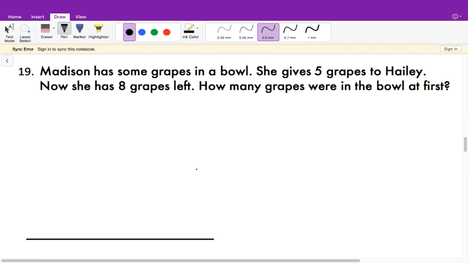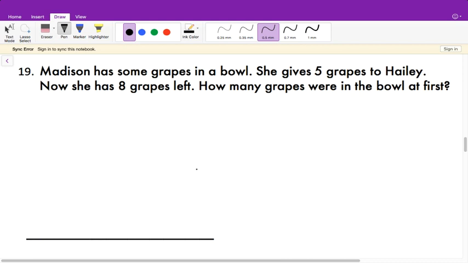Okay, let's read number 19 together. Madison has some grapes in a bowl. She gives 5 grapes to Haley. Now she has 8 grapes left. How many grapes were in the bowl at first?